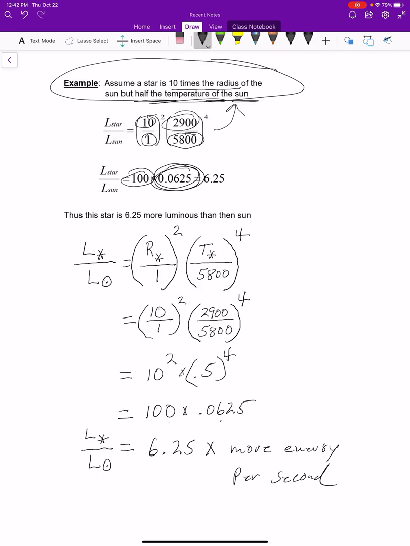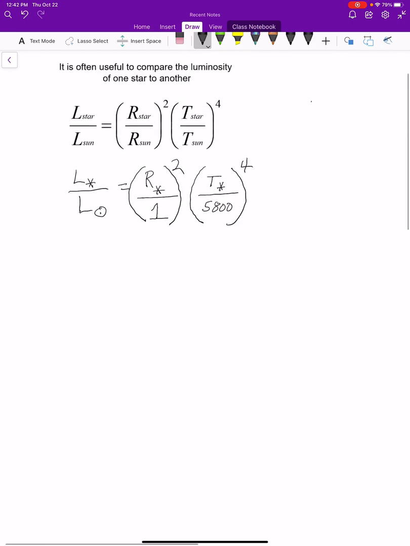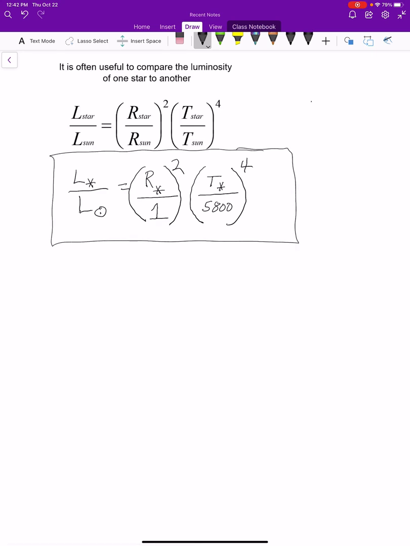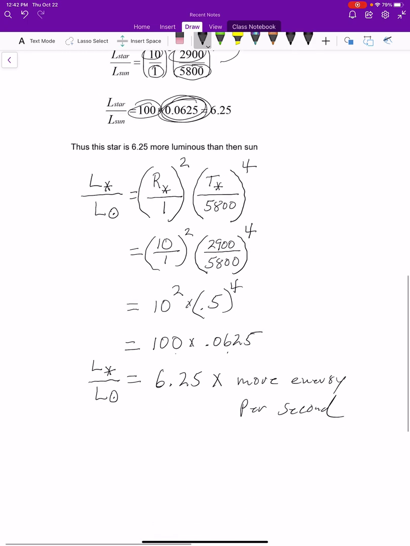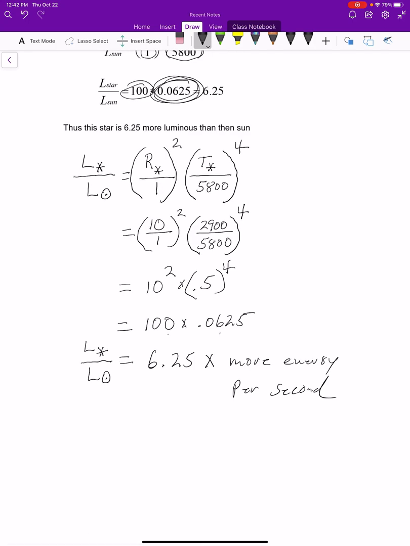So what you want to do is start with your original formula, then plug in your numbers for the radius that I gave you, plug in the numbers for the temperature, and then do the math, and you should come up with your result by simplifying it just the way I did this problem right here.